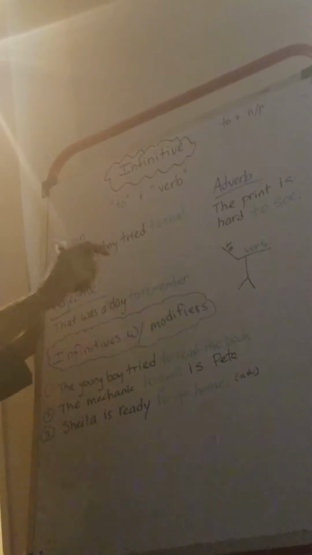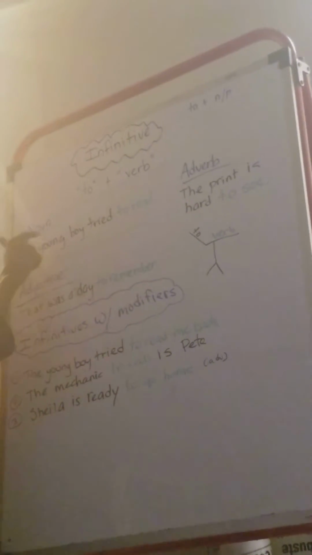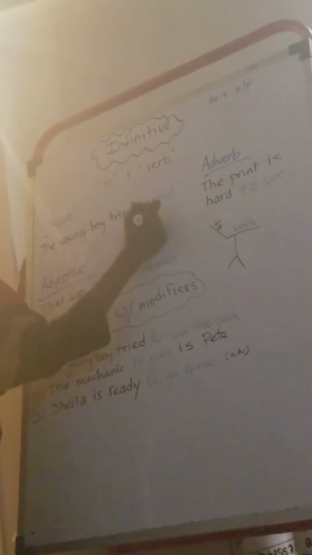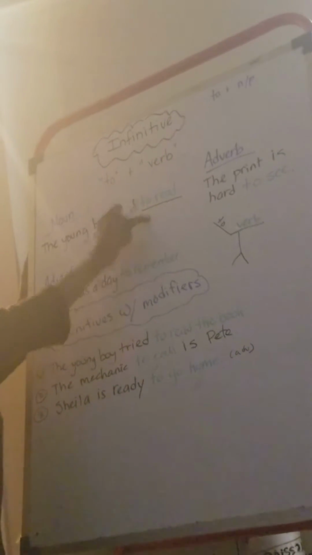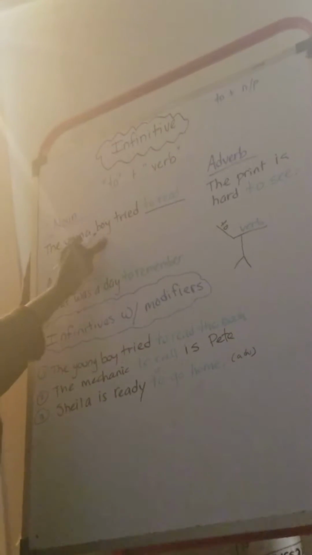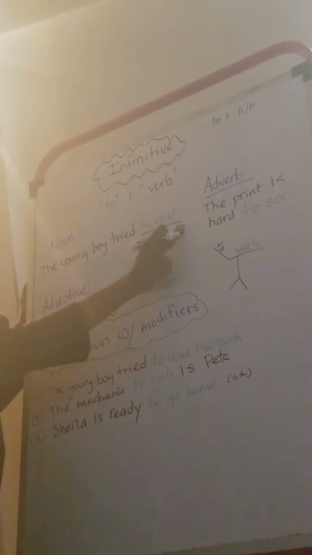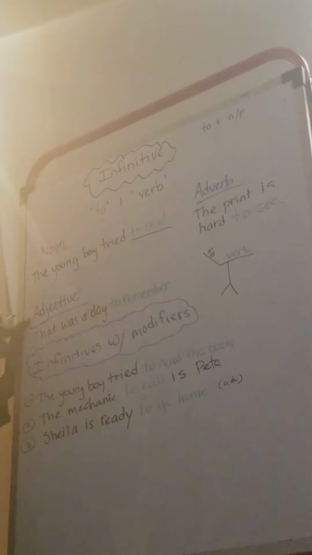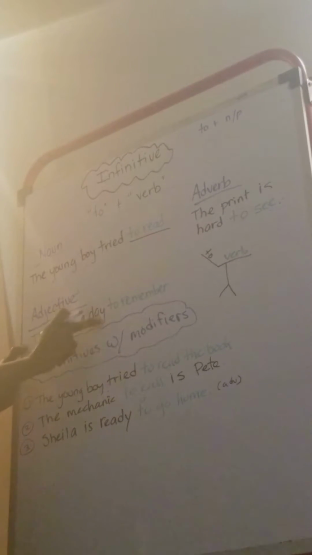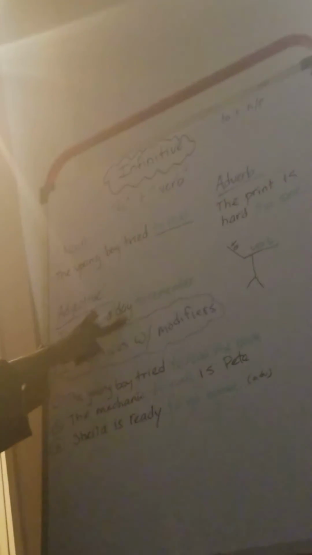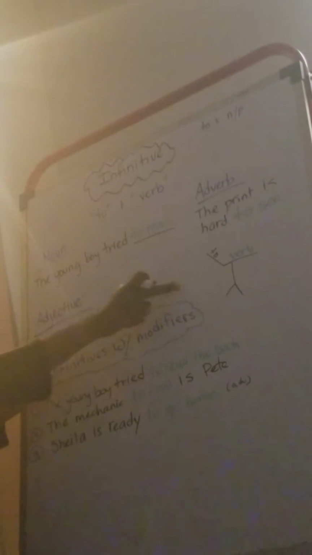So, okay, remember, to plus a verb, our infinitives, can be used as different parts of speech. When it's used as a noun: the young boy tried to read. Here, to read would be our infinitive, and here it's used as a direct object. Boy being our subject, tried being our transitive verb, to read would be our direct object. Next, it can be used as an adjective. That was a day to remember. Here it's describing or modifying day. What kind of day? To remember.